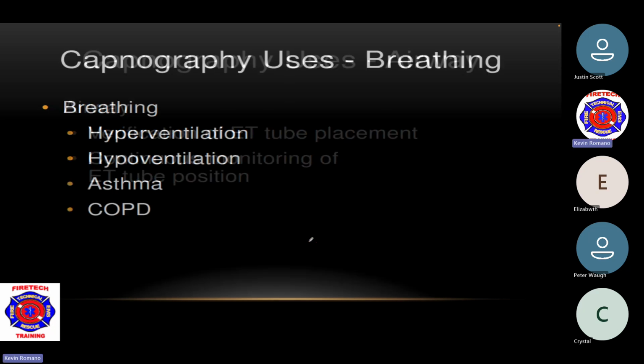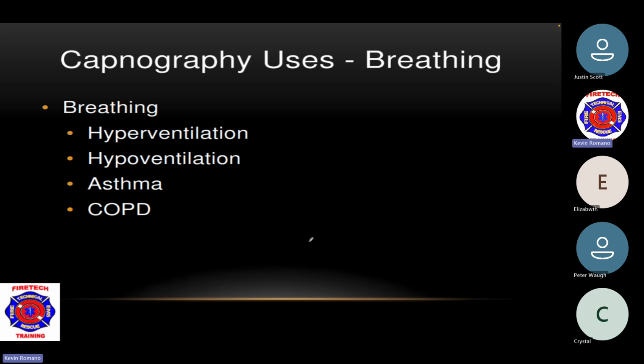We can use it for breathing things as well, like for example, hyper and hypoventilation. We're going to see the differences in height, duration, and rate between hyper and hypoventilation. We're going to look at our asthmatics and our COPDers, looking at our bronchoconstrictive waveforms. So let's get into that. And these two right here are going to be very important when we start talking about closed head injuries later on in the presentation.